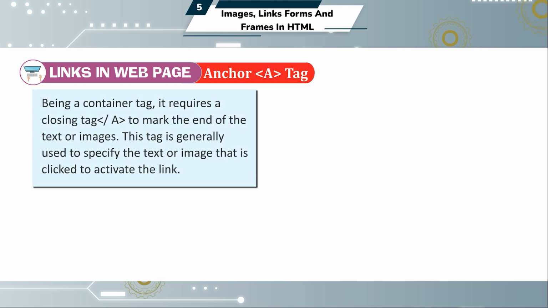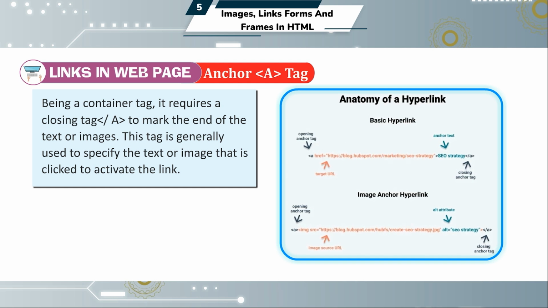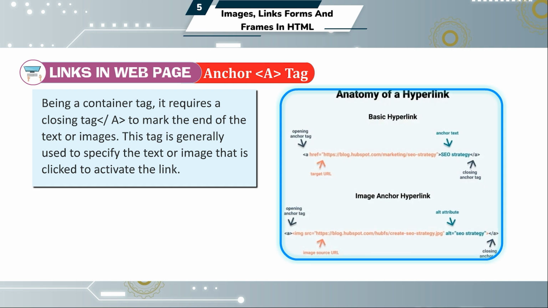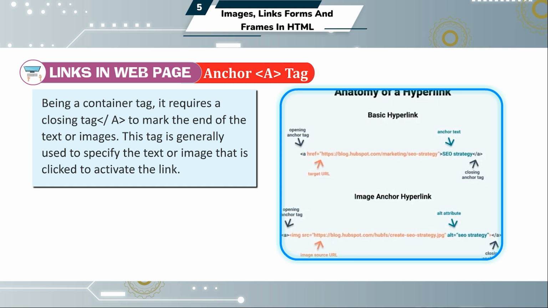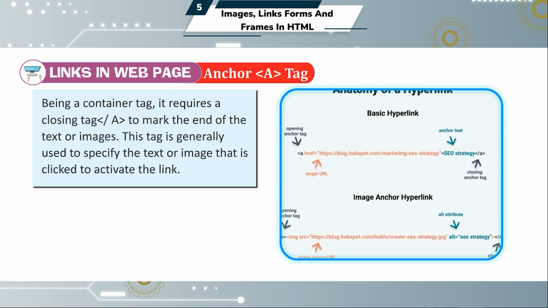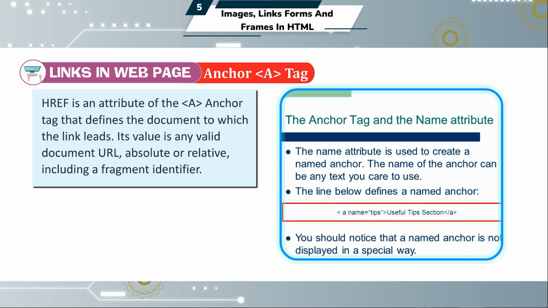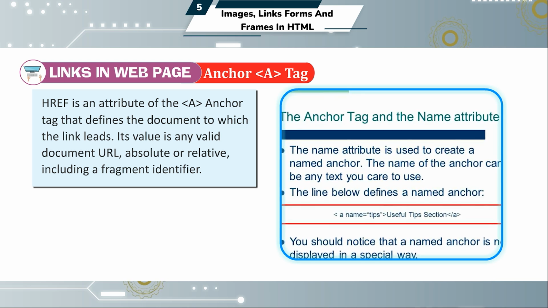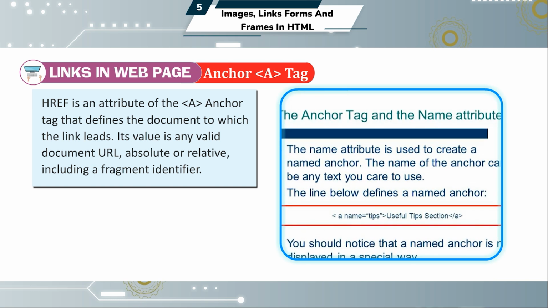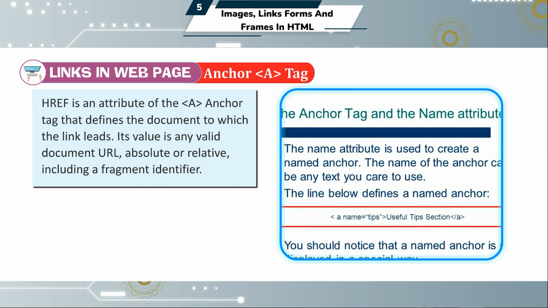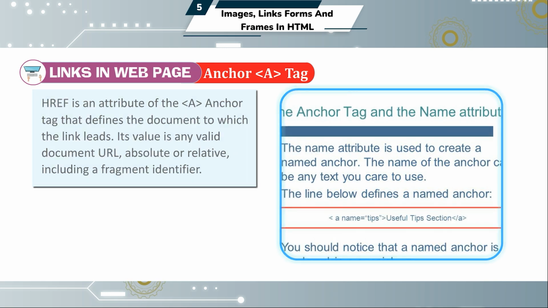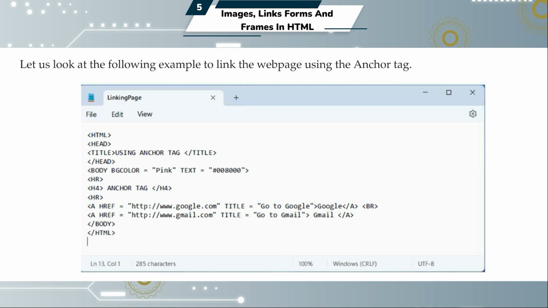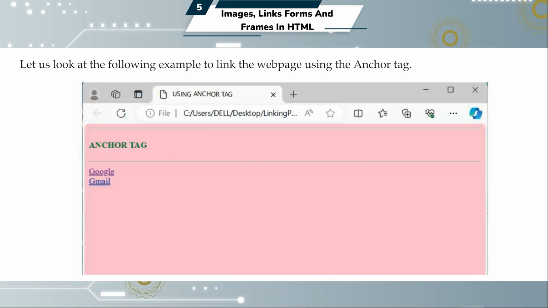Anchored to it. Being a container tag, it requires a closing tag, /A, to mark the end of the text or images. This tag is generally used to specify the text or image that is clicked to activate the link. href is an attribute of the anchor tag that defines the document to which the link leads. Its value is any valid document URL, absolute or relative, including a fragment identifier. Let us look at the following example to link the web page using the anchor tag. Code, output.